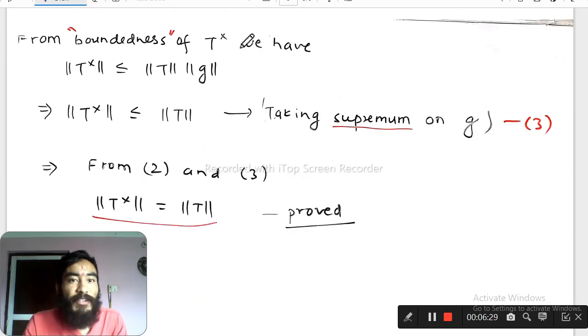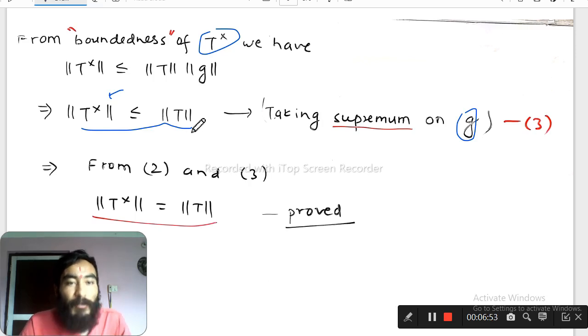Next, from the boundedness of T star, we have the norm of T star g is less than or equal to the norm of T times the norm of g, which we derived earlier. Then from the definition of the norm of T star, which is the supremum over g, we take the supremum on g. Taking the supremum on g, we get that the norm of T star is less than or equal to the norm of T. Combining 2 and 3, we get the norm of T star equals the norm of T. This proves our theorem. Thank you.